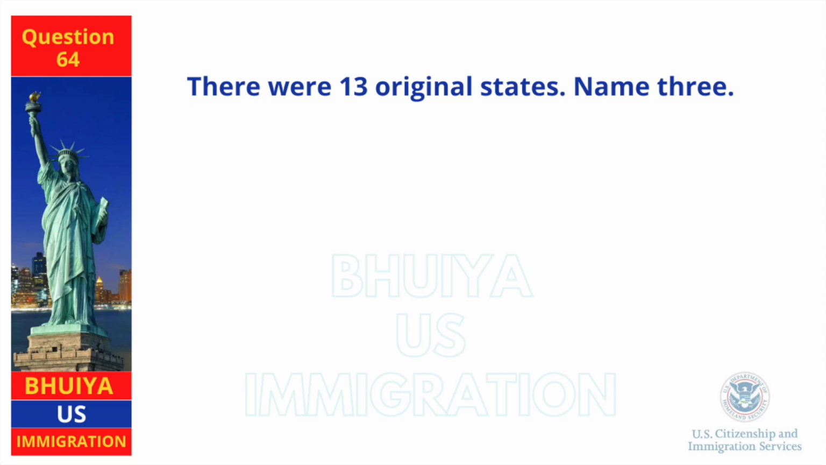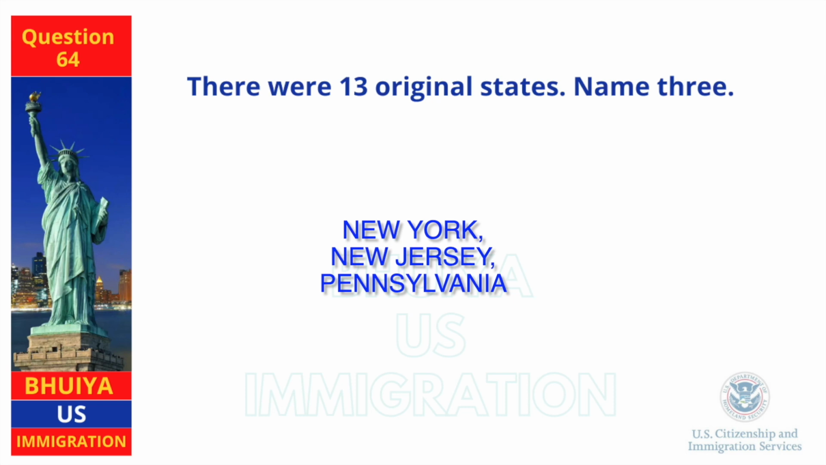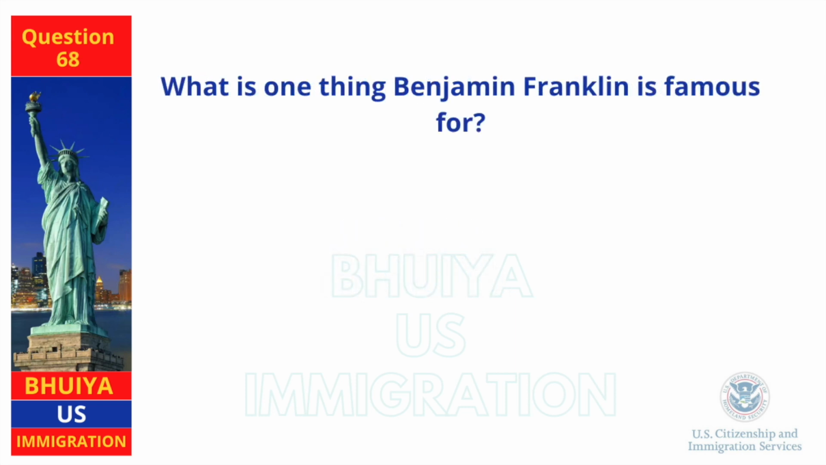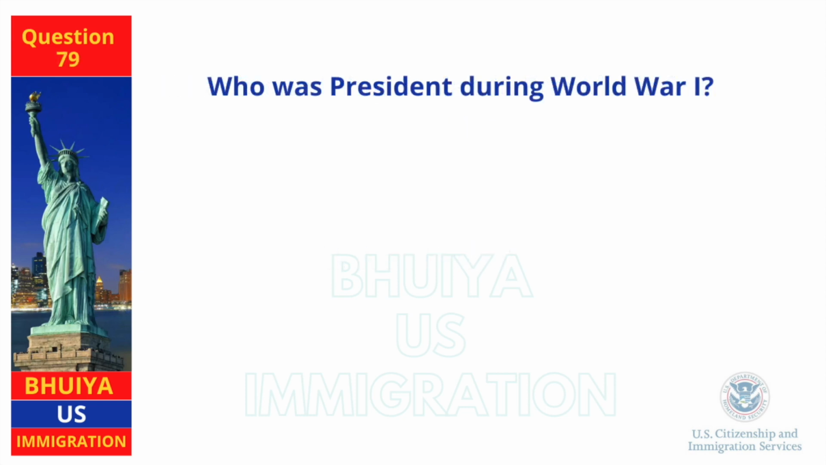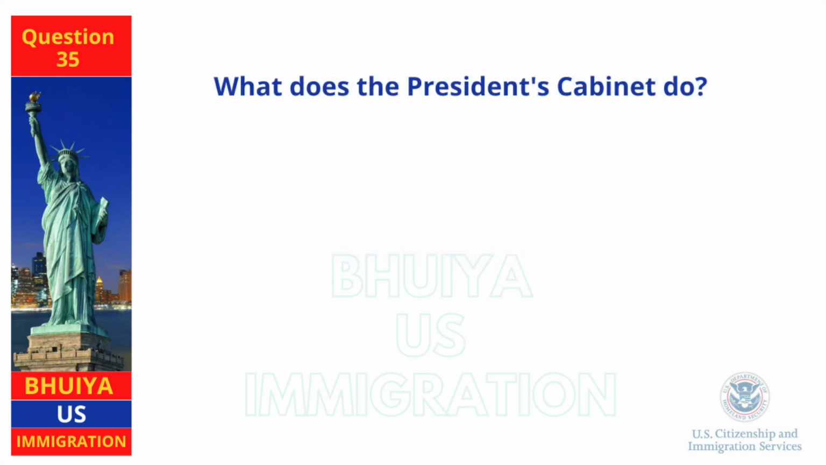There were 13 original states. Name 3. New York, New Jersey, Pennsylvania. What is one thing Benjamin Franklin is famous for? US diplomat. Who was president during World War I? Woodrow Wilson. What does the president's cabinet do? Advises the president.